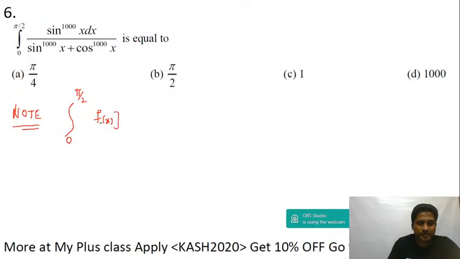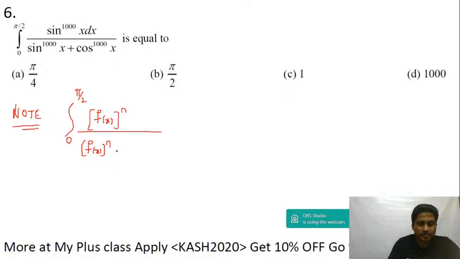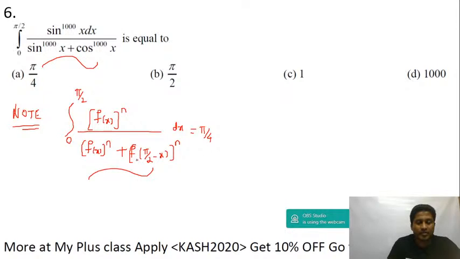This is f of x to the power of n divided by f of x to the power of n plus f of pi by 2 minus x whole to the power of n dx. Answer will always be equal to pi by 4. n can be any power. You understand? You compare this and this. It is sin x to the power of n, sin x to the power of n. Sin of pi by 2 minus x will be equal to cos x. Answer will always be equal to pi by 4.